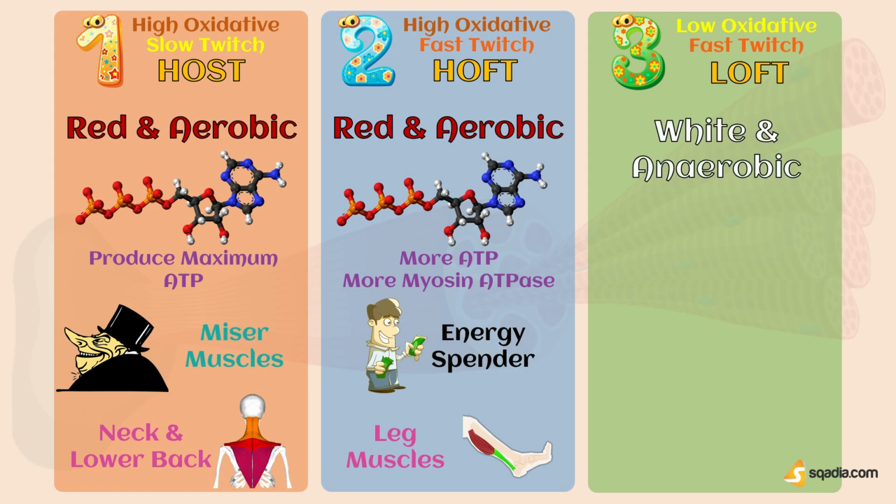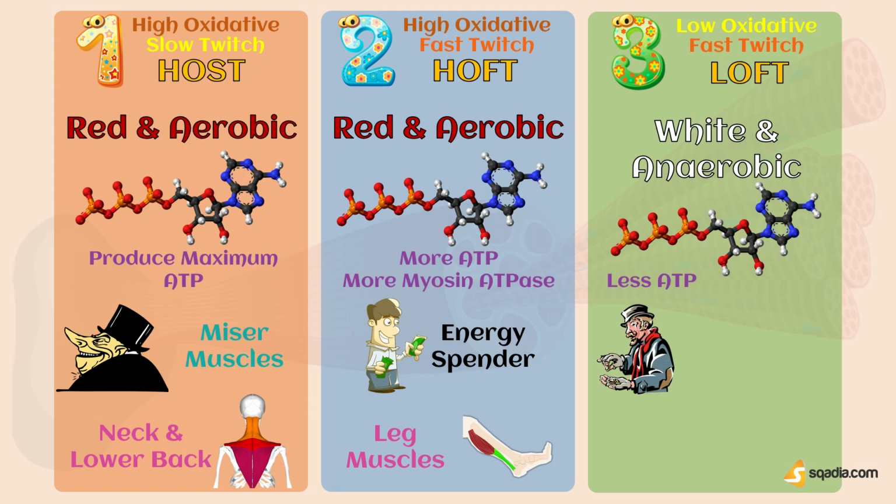Lastly, loft are different from the above two types. Firstly, they are white. Then, they are anaerobic. But they are quick. They don't produce as much ATP but like to spend it as much as they can. They are like spendthrifts of the modern world. Won't earn much, but will spend much.